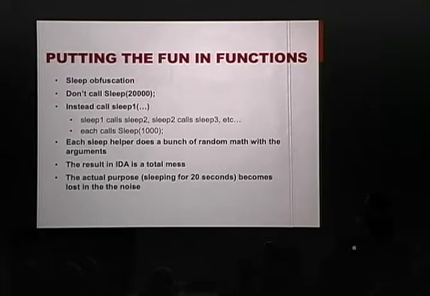So instead, I made a bunch of helper functions, sleep 1, sleep 2, up to like sleep 8 or something like that. Each one of these takes in 5 arguments. Each of the arguments gets XORed with each other. They get added together. A lot of stuff happens. And it's all random, and it doesn't really mean anything or do anything. And they each call sleep a little bit. So hopefully that stops someone from seeing, hey, it's sleeping, and just patching that.